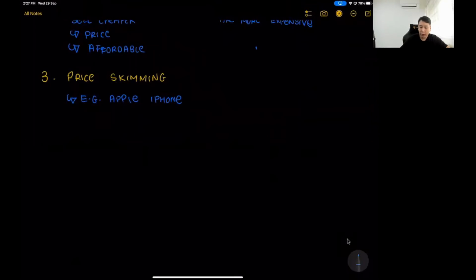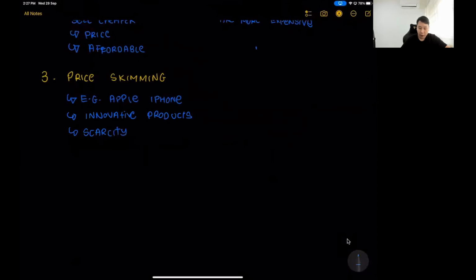How this strategy works is that I see it very commonly on innovative products that launch every single year. Even cars as well. Every time they launch a new car model, the older car models will be cheaper and cheaper. So basically the price decreases over time. This usually works well if there's scarcity.